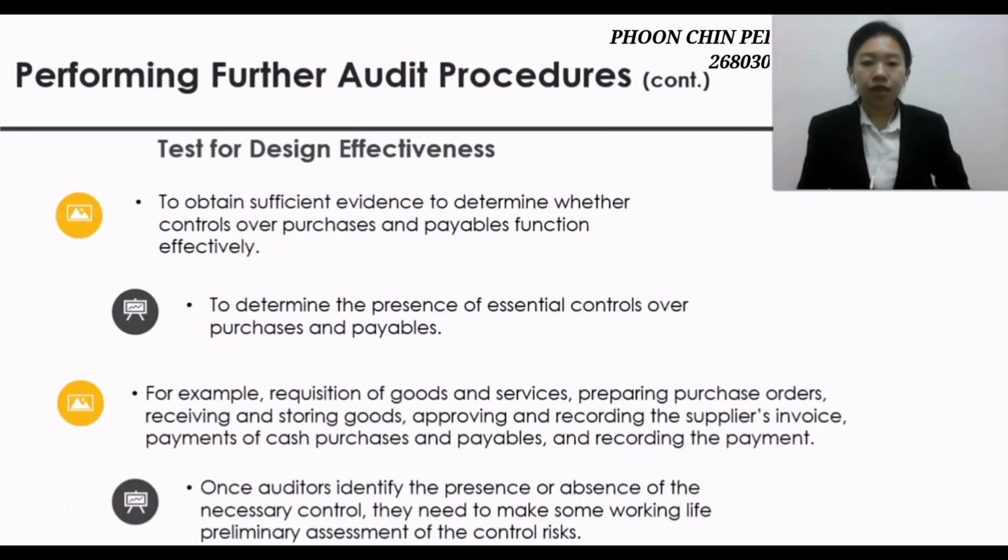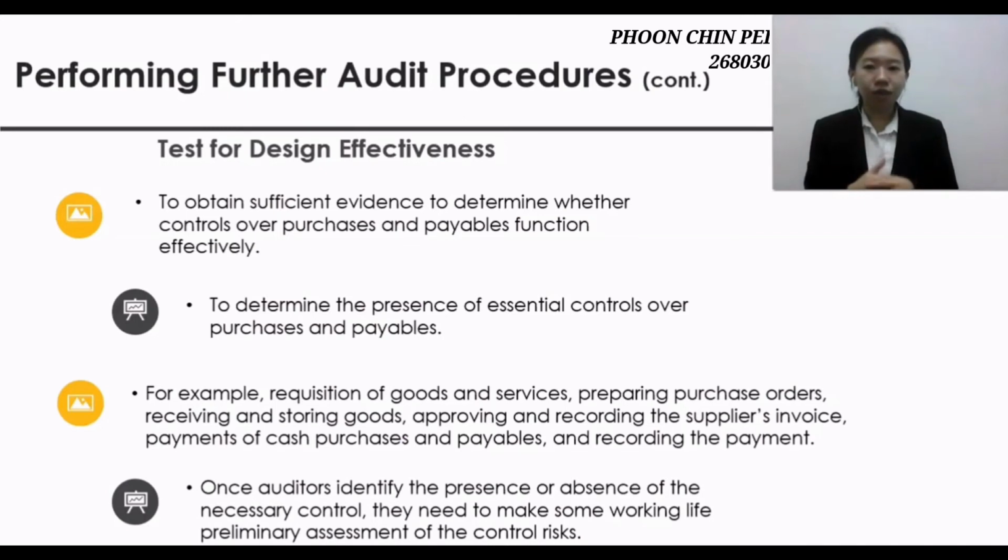Tests of control are designed to obtain sufficient evidence to determine whether controls over the purchase and payable function are operating effectively. The assessment of the test of control involves tests for design effectiveness, for example, requisition of goods and services, preparing purchase orders, receiving and storing goods, approving and recording the supplier invoice, payment of cash purchases and payables, and recording the payment.